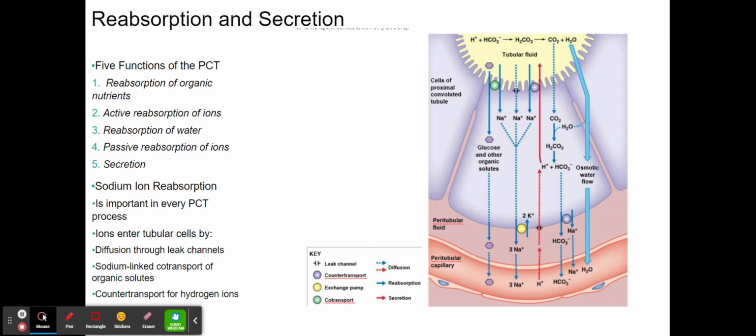Sodium ion reabsorption plays an important role in all of these processes. Sodium ions may enter the tubular cells by diffusion through the sodium leak channels, by the sodium-linked cotransport of glucose, amino acids, or other organic solutes, or by countertransport for hydrogen ions. Once inside the tubular cells, sodium ions diffuse towards the basement membrane. The plasma membrane in this area contains sodium-potassium exchange pumps that eject sodium ions in exchange for extracellular potassium ions. Reabsorbed sodium ions then diffuse to the peritubular fluid and into adjacent peritubular capillaries.